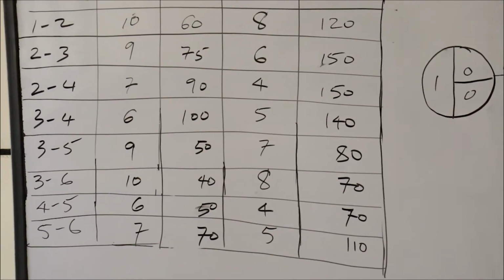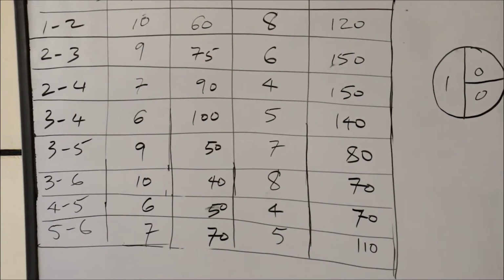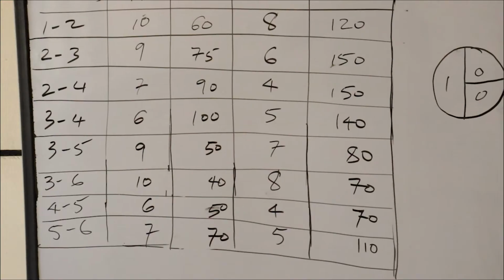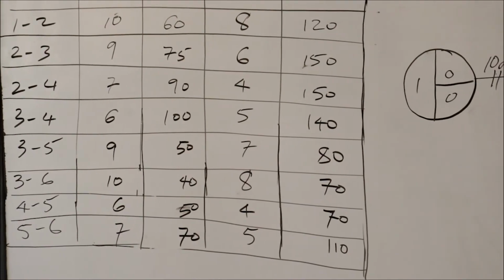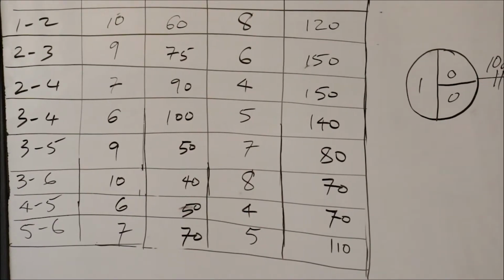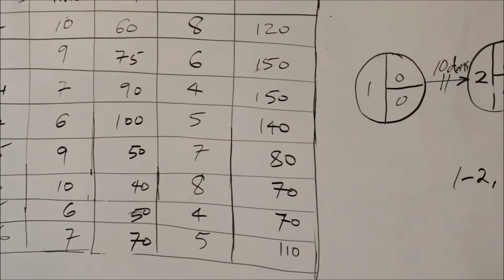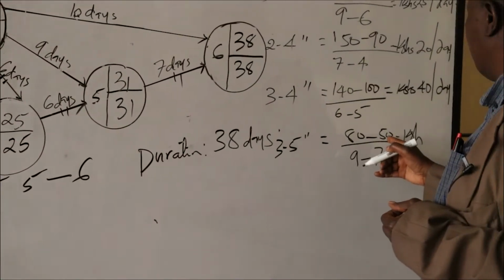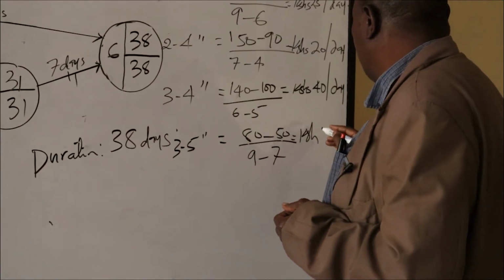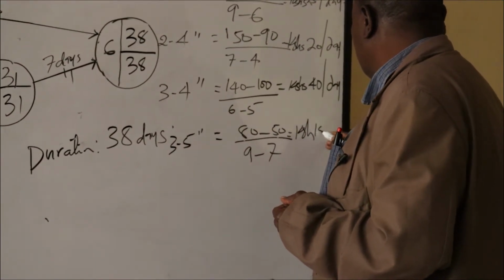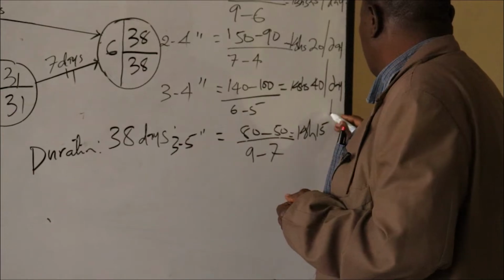Then 3 to 5, the cost slope is 80 minus 50 divided by 9 minus 7. This is 30, then this is 15 Kenya shillings per day.